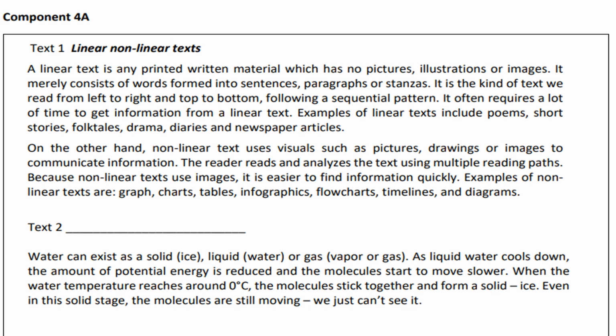On the other hand, nonlinear text uses visuals such as pictures, drawings, or images to communicate information. The reader reads and analyzes the text using multiple reading paths. Because nonlinear texts use images, it is easier to find information quickly. Examples of nonlinear text are graphs, charts, tables, infographics, flowcharts, timelines, and diagrams.